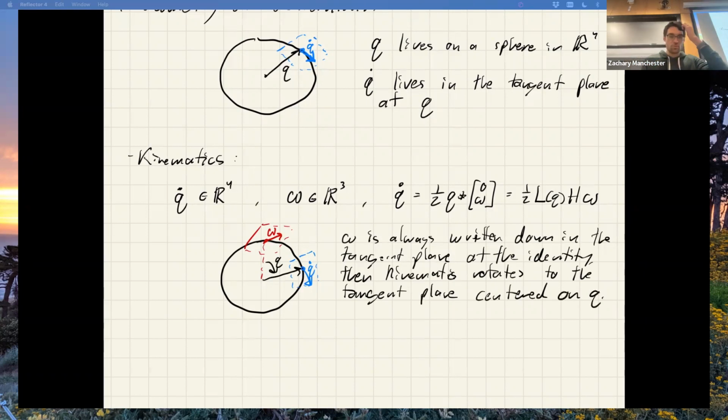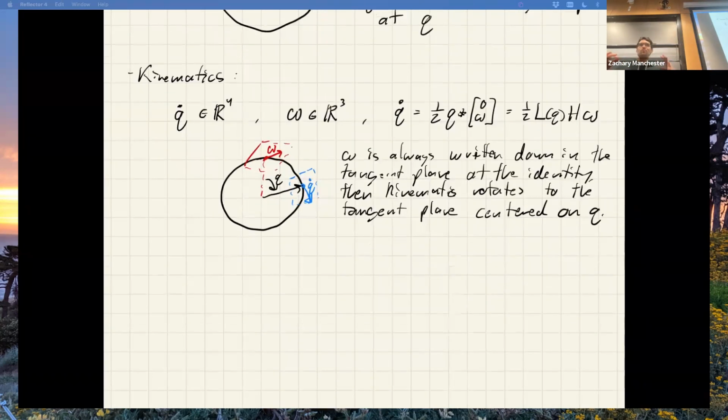So that's that story. So what value does omega represent? Is it roll, pitch, yaw dot? No, it's not just that. It's emphatically not that.